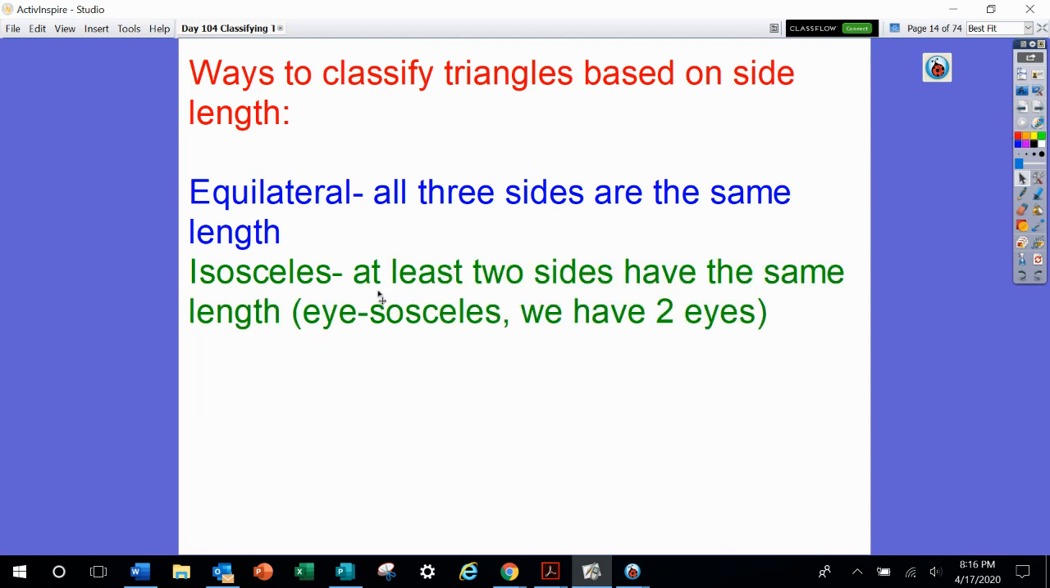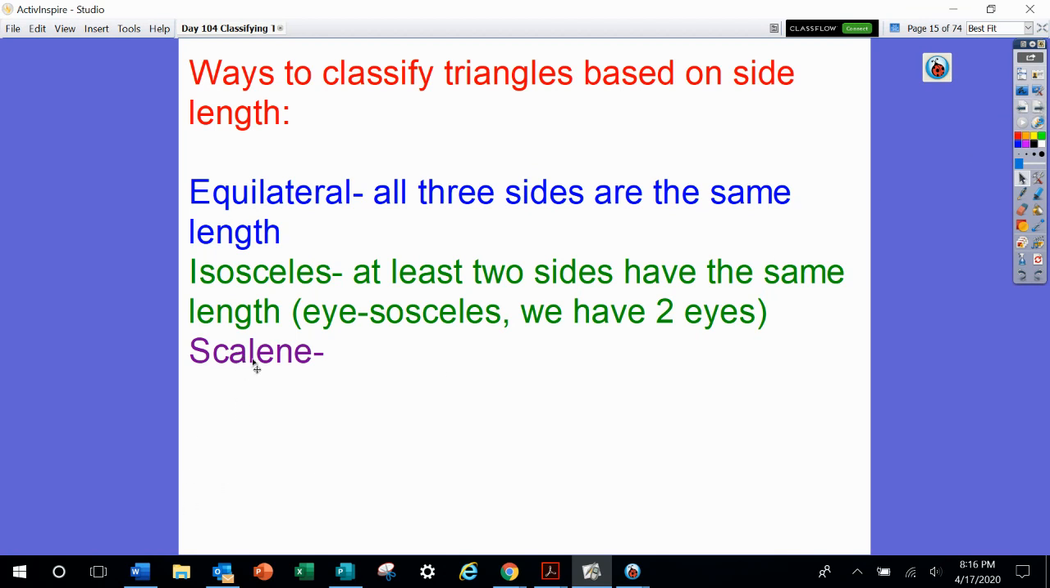Isosceles. At least two sides have the same length. Isosceles. Ha ha ha. We have two eyes. Get it? Okay, so at least two sides have the same length.